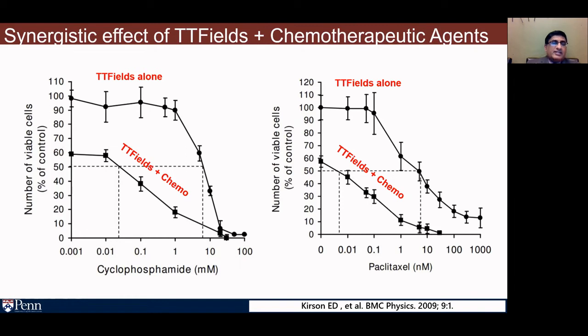That's why clinically, whenever patients are treated with TT field, they are also advised to take temozolomide as a chemotherapeutic agent. So they work in a synergistic manner. And we expect that the combination of TT field and the chemotherapeutic agents will give you maximum survival benefit and maximum quality of life for the patient.